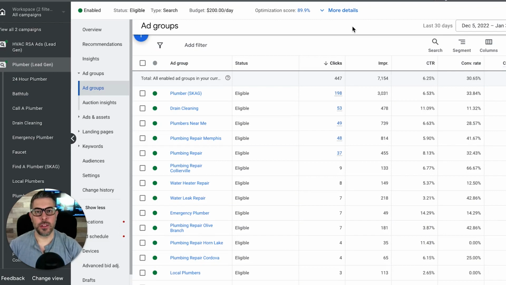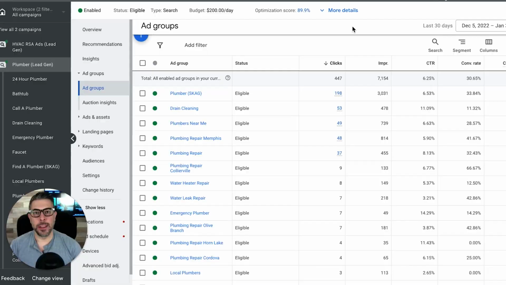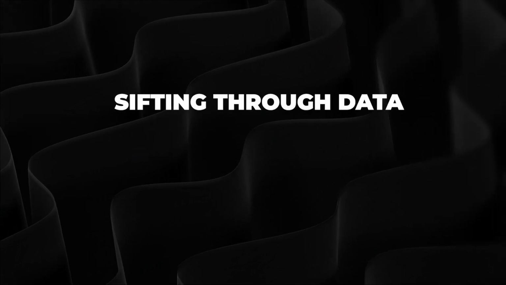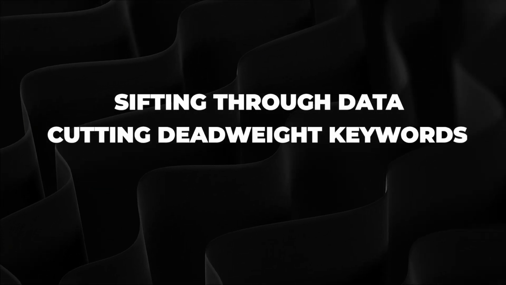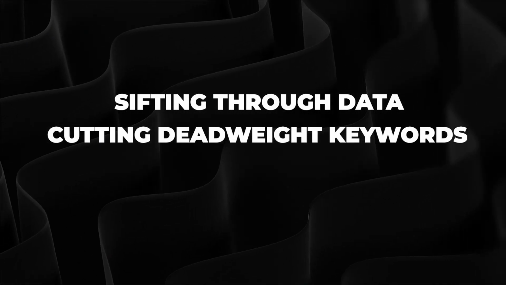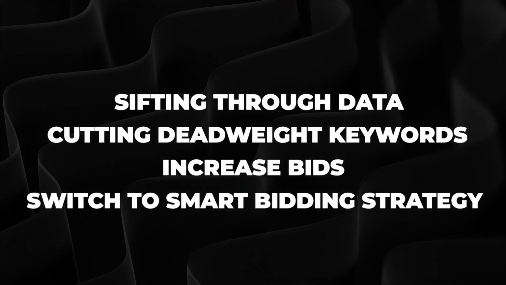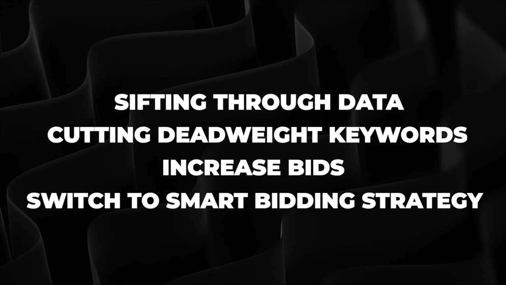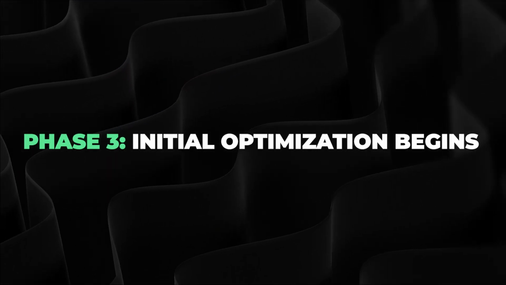Okay, so we're at phase three. You made it through the learning phase. Congratulations. You've took the beatings, right? So now the fun stuff starts. You can actually start sifting through the data and cutting deadweight keywords, keywords that are not converting, keywords that are converting too high, and you can start increasing bids on your winners, possibly switch to an automated smart bidding strategy. It depends on the data you've collected during the learning phase. So phase three is initial optimization begins.